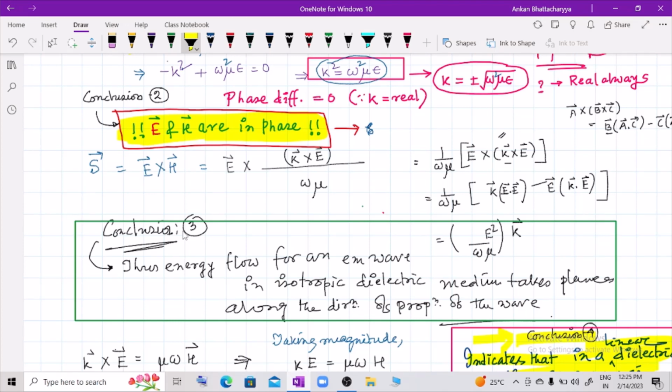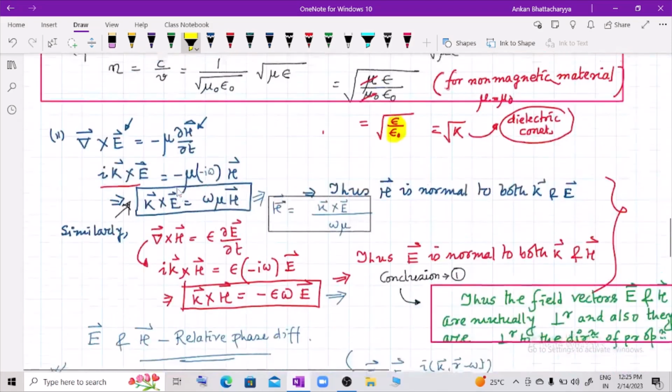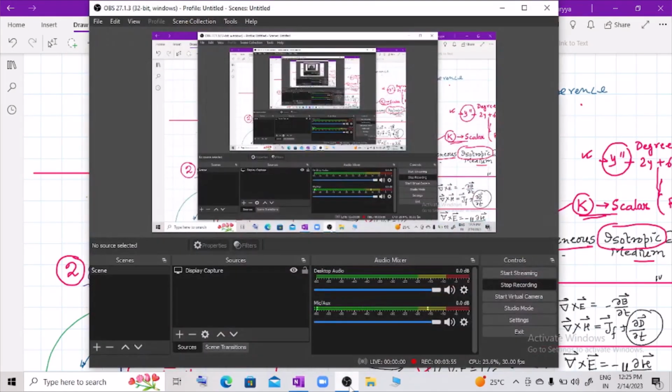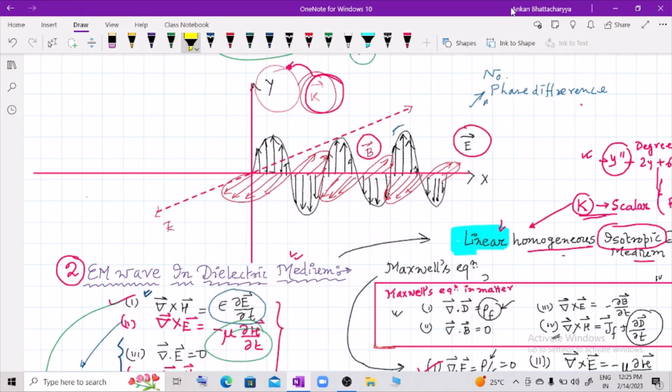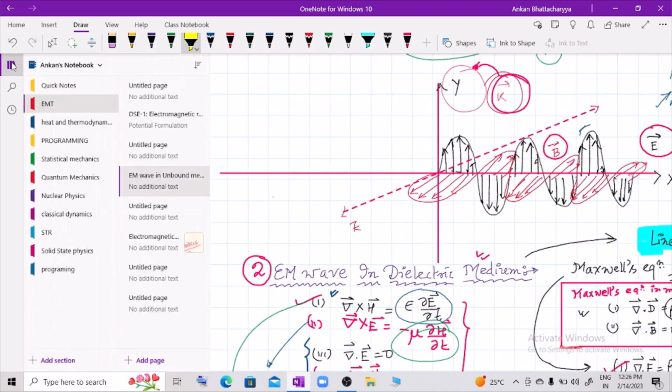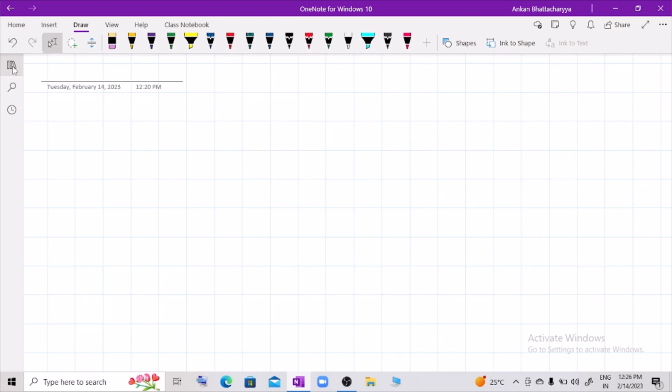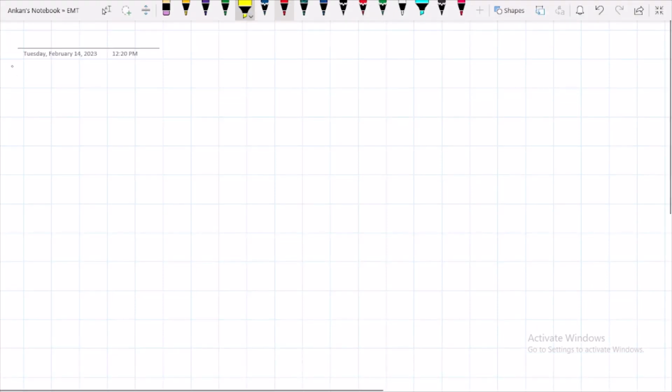Now without wasting any time, I must proceed to the next section of our discussion of electromagnetic wave through unbound medium. Let me check. My voice is clear. So let's start our discussion. Electromagnetic wave in conducting medium.